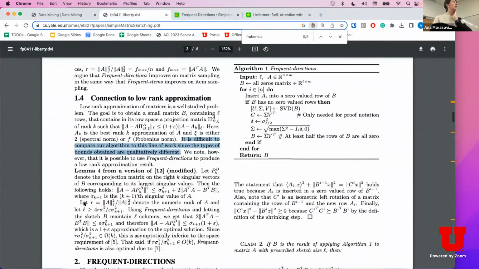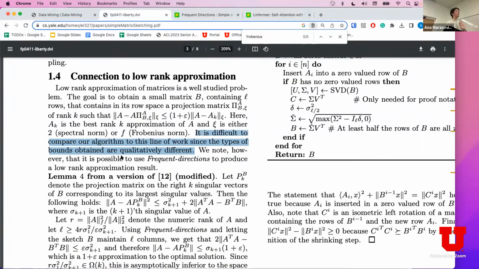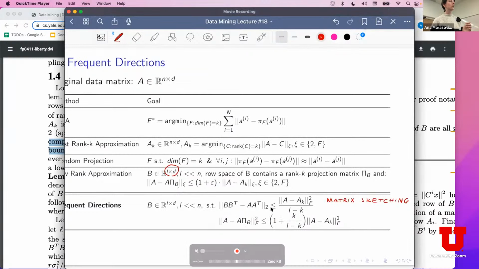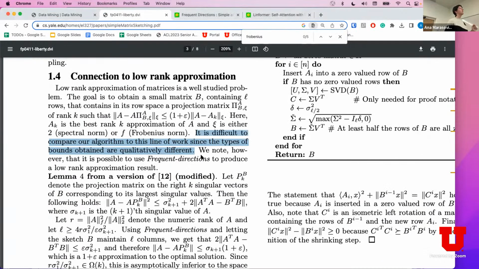Then the author says, what is the connection of this algorithm, which we haven't introduced yet, so bear with me. They say, it is difficult to compare our algorithm to the line of work that does low rank approximation of matrices, since the types of bounds obtained are qualitatively different. Basically they are saying that the kind of bound we are trying to achieve, making the difference between those covariance matrices small, is not really the bound that low rank approximations are all about, which I hope is somewhat clear from how this bound looks and how this one looks. But they say, we note, however, that it is possible to use frequent directions to produce a low rank approximation result. So they're saying we are looking at different bounds because our goal is different. But if you are wondering whether this is tied to low rank approximation techniques, it's kind of connected, but it's not the purpose of what we are trying to do.